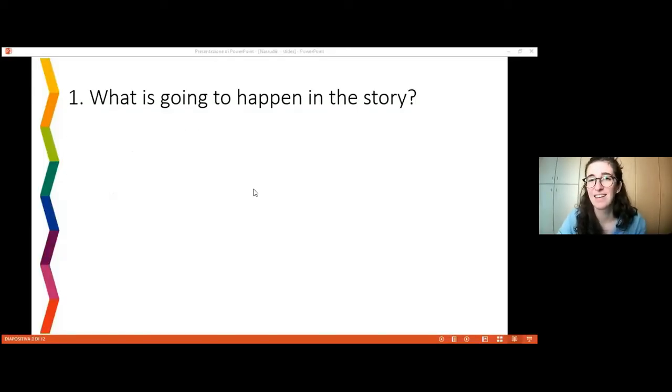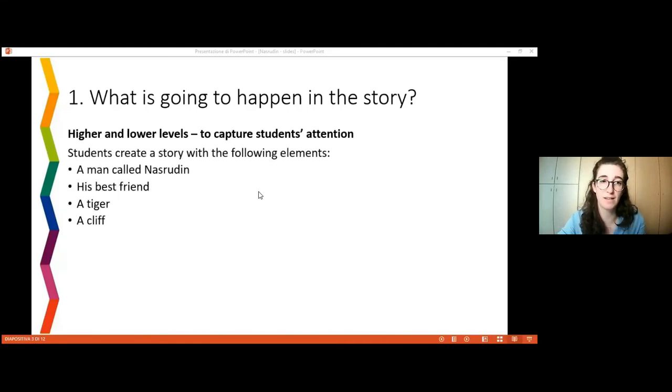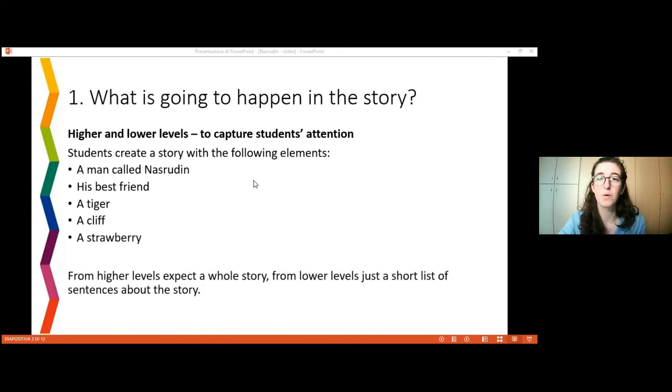And I'm going to share my screen with you again. So here we are. So just to recap, the first activity I asked you to do before the storytelling was to create a story with 5 given elements. So how does it work in the classroom?